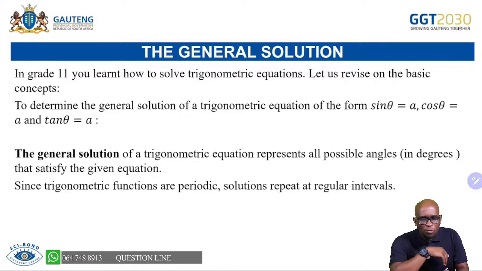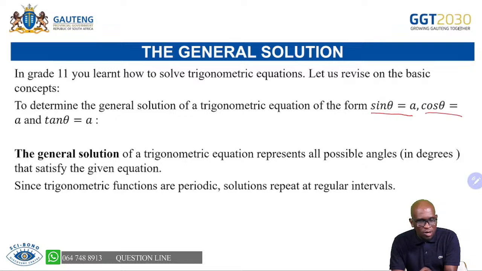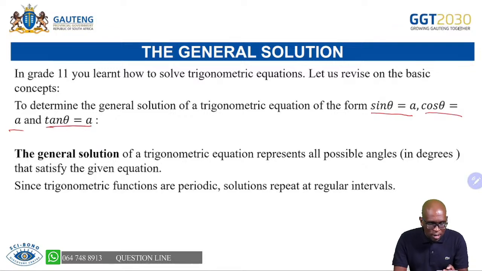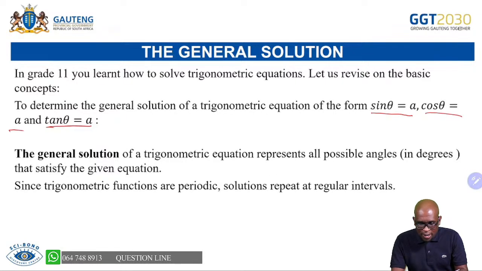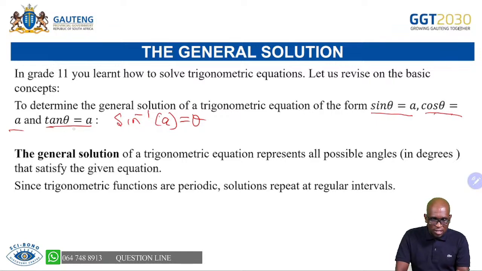Now, in grade 11, we learned how to solve trig equations. Let us now revise the basic concepts. Number one, to determine the general solution of a trig equation in the form sine theta is A, cos theta is A, and tan theta is A, what do we do? We calculate the reference angle. From there, we use the arc sine of A, which would give us the reference angle. We do the same with the cosine and the tangent.